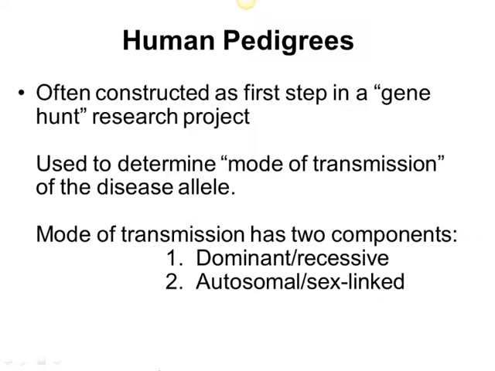And often we're trying to determine just the most basic information about that disorder, such as what is the mode of transmission of the allele causing the disease. Now, when I say mode of transmission, that has two parts. Number one, is the allele acting in a dominant or a recessive manner? Number two, is the allele traveling on an autosome, or is it on the X chromosome? Is it sex-linked? So those two questions are part of what we call the mode of transmission.